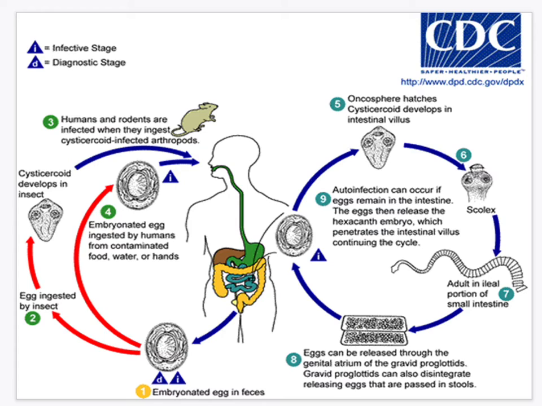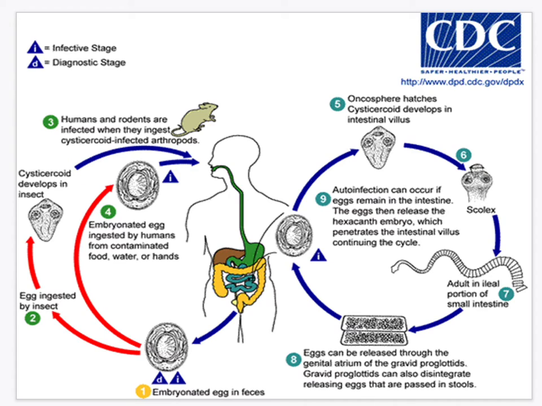So after 4 to 5 days, the larvae break out of the villi and attach to the intestinal mucosa to develop into adults, no? So now there are adults in the ileal portion of your small intestine, and the eggs will be released through the genital atrium of the gravid proglottids. So, they will pass out in the stool, no? The gravid proglottids are the ones releasing eggs, of course. They're the ones being passed out in the stool.